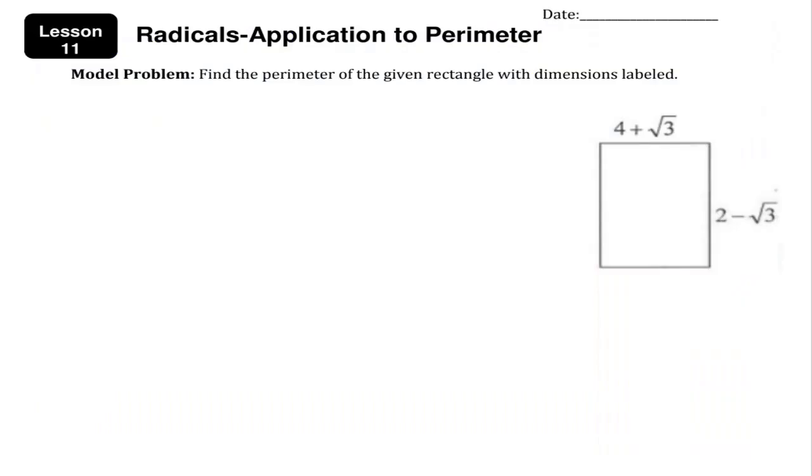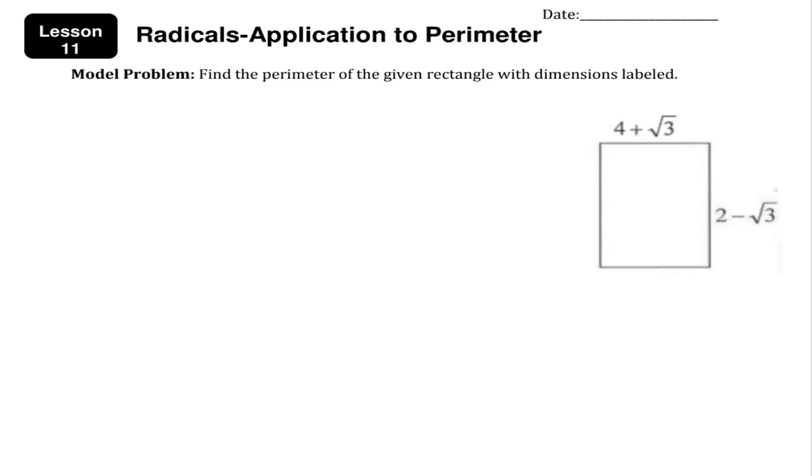Hey everyone, welcome back. This is lesson 11, radicals, and today we're going to be applying radicals to the concept of perimeter. So we're going to start with this model problem. If you're not sure what perimeter is or you need a quick reminder, there is a link on the main page for the vocab word perimeter, and that's what we're going to be talking about today.